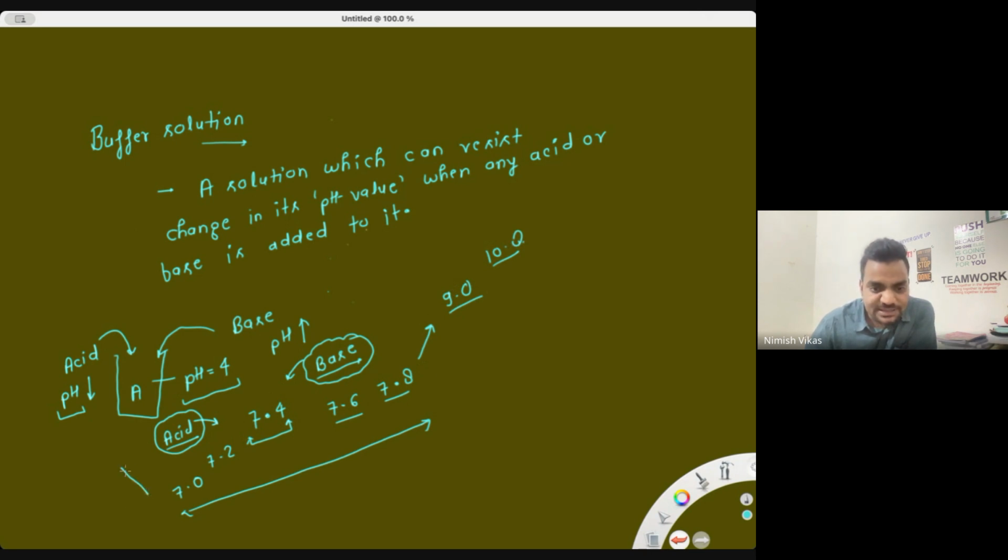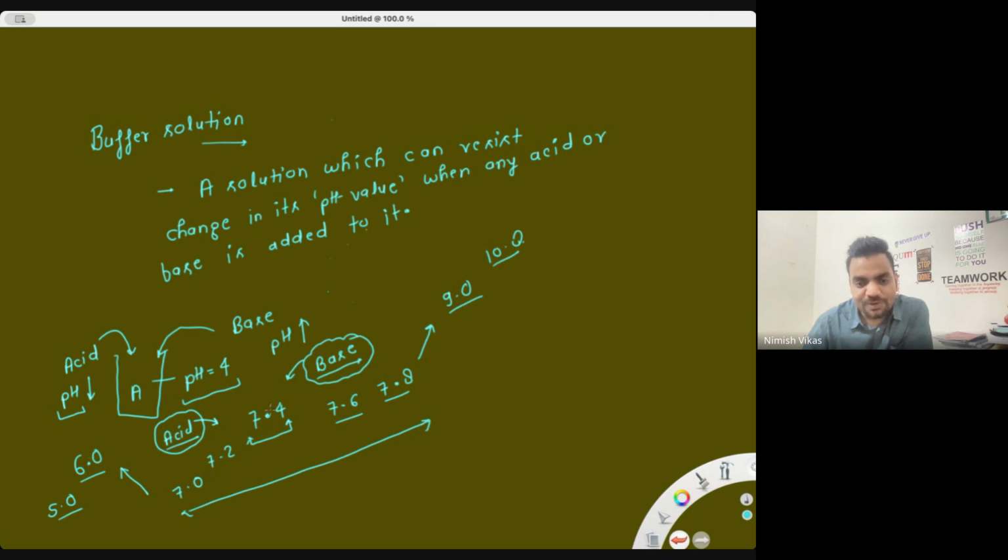The same is true for adding acid also. It can keep on protecting its pH for a certain amount of acid added. But if you add too much acid, then again pH will drop suddenly. Let's say from 7.0, this suddenly became 6.0, 5.0. This kind of change you can see.